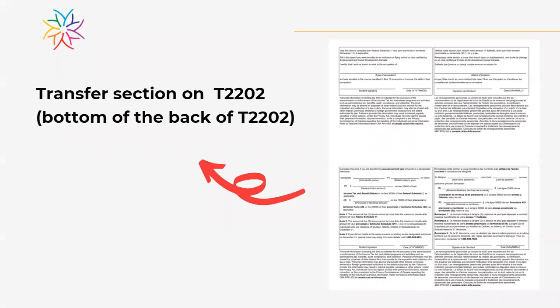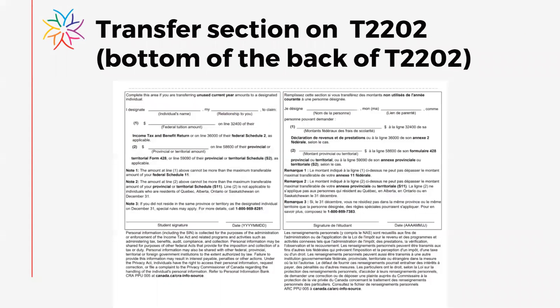The back of the T2202 includes two sections. One is to certify you were enrolled in an institution certified by the ESDC, and the bottom one is for transfer of the tuition amounts. You will need to fill in the bottom section for tuition amount transfer. Here, you will name the person you are transferring your tuition amount to and the amount under the federal tuition amount. There will not be any provincial or territorial amount for Albertans starting in 2020.